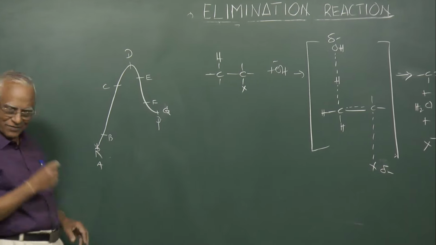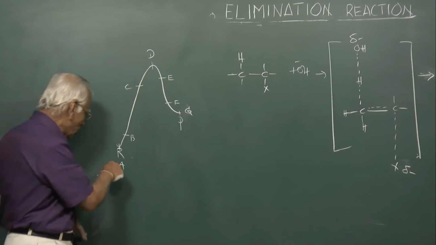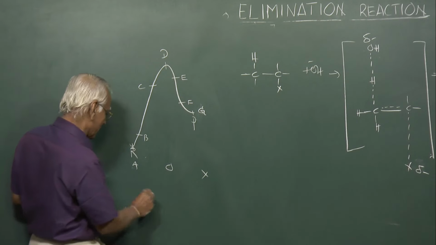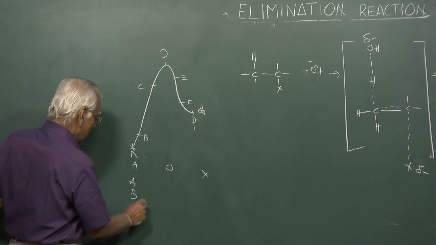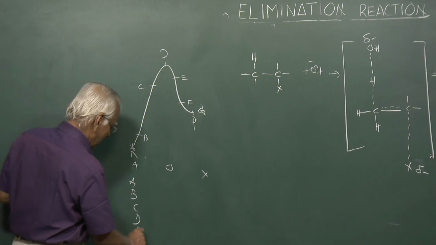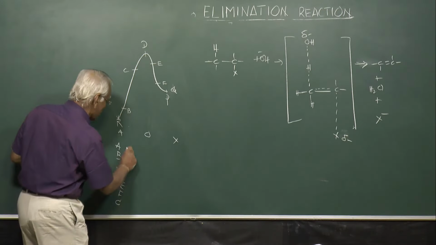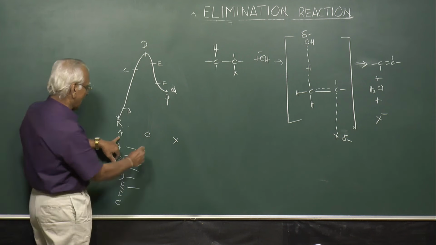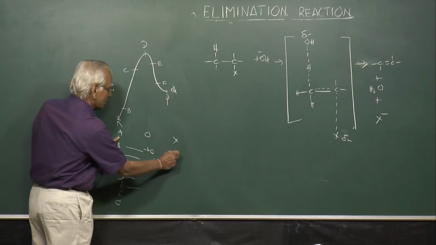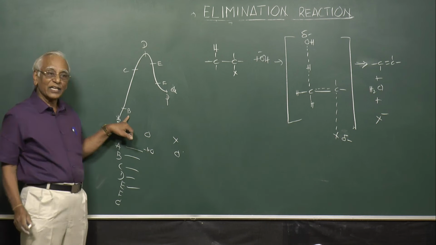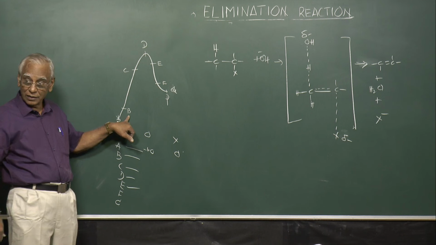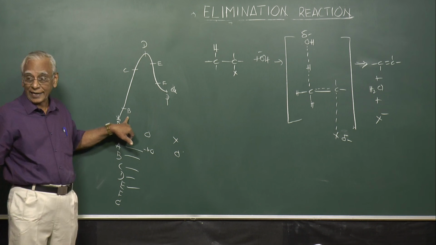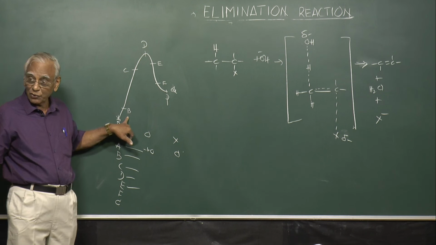Now, shall we visualize? And that is what I have asked you. Let A represent the charge on the oxygen atom and the charge on the halogen atom, point A, point B, point C, point D, point E, F, and point G. What should be the charge on the oxygen atom at point A? Minus 1.0. What should it be at point B? It should be much closer to point A. It could be minus 0.9.